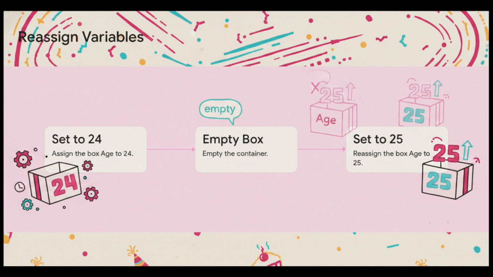To update this, we don't need to go find a brand new box. In step 2, the program just effectively empties the current contents of our age box. Then in step 3, we simply reassign the box with a new integer, 25. The label on the outside stays exactly the same, but the ingredient inside has varied. And that right there is what makes software so incredibly dynamic.